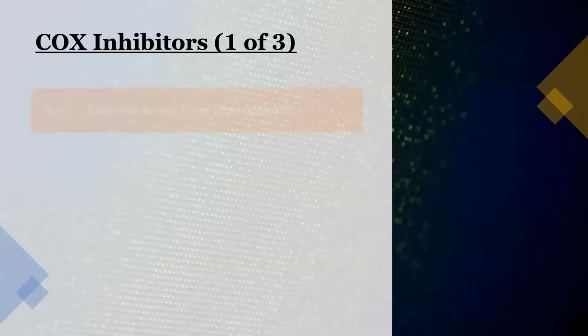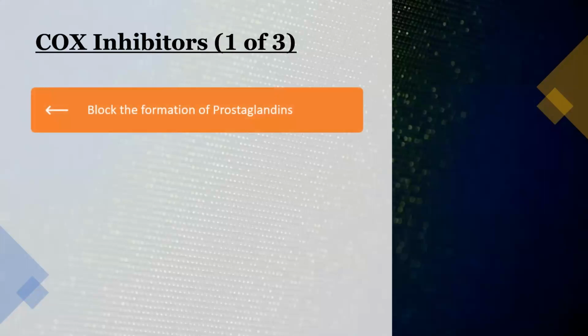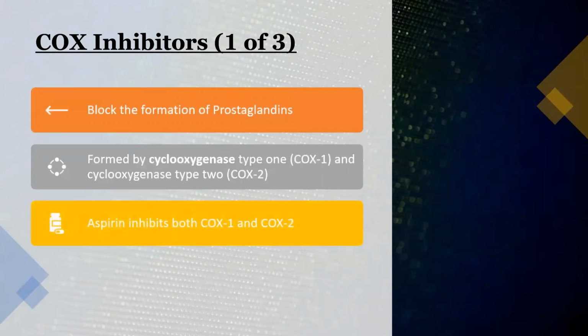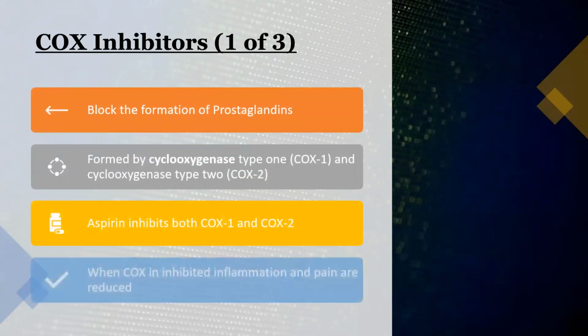Now, COX inhibitors. What is a COX inhibitor? It blocks the formation of prostaglandins. What are prostaglandins? These cause the pain. They are formed by cyclooxygenase type 1, that is COX-1, and cyclooxygenase type 2, that is COX-2. Aspirin inhibits both COX-1 and COX-2. When COX is inhibited, inflammation and pain are reduced.